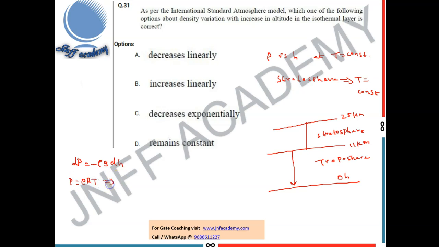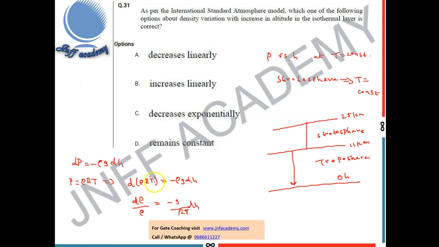So from here, instead of P, we can directly substitute it into rho RT equal to minus rho G dH. Since it is an isothermal region, the stratosphere, your temperature is constant. So R and T you can treat as constant and take out of the delta. So d rho by rho equal to minus G by RT into dH.